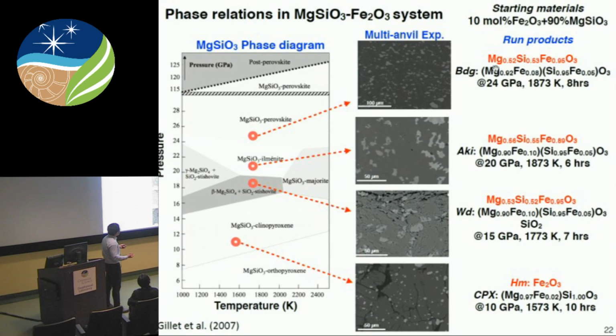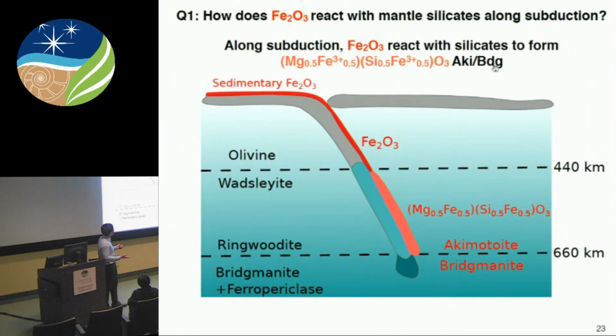So how about the other pressures? We ran other experiments in the stability fields for ilmenite or wadsleyite. And as long as the pressure is beyond the clinopyroxene field, we always see this bright phase with a composition of about a 1-to-1 ratio between MgSiO3 and hematite, together with a dark phase, which is a normal mantle composition, either bridgmanite, akimotoite, or wadsleyite.